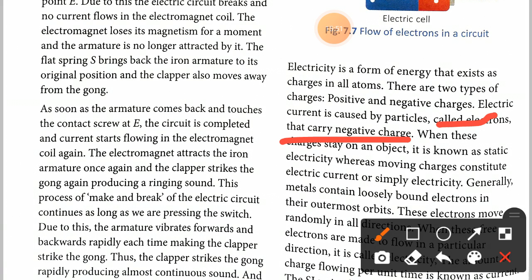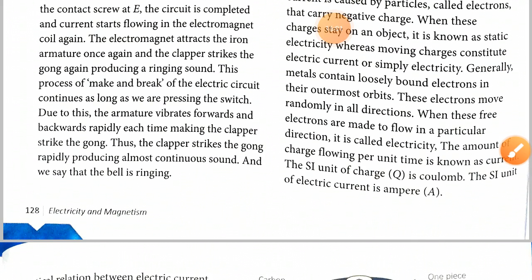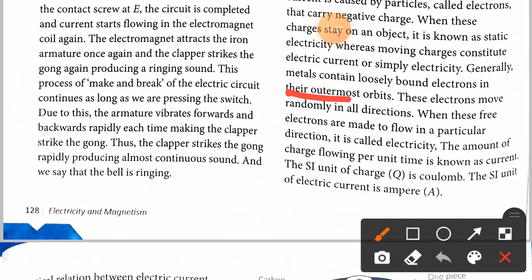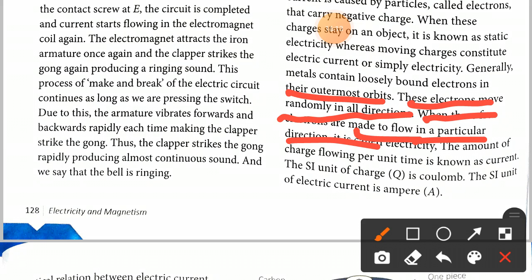When these charges stay on an object, it is known as static electricity, whereas moving charges constitute electric current or simply electricity. Generally, metals contain loosely bound electrons in their outermost orbits. Fine. So the electrons move randomly in all directions. When these free electrons are made to flow in a particular direction, it is called electricity.